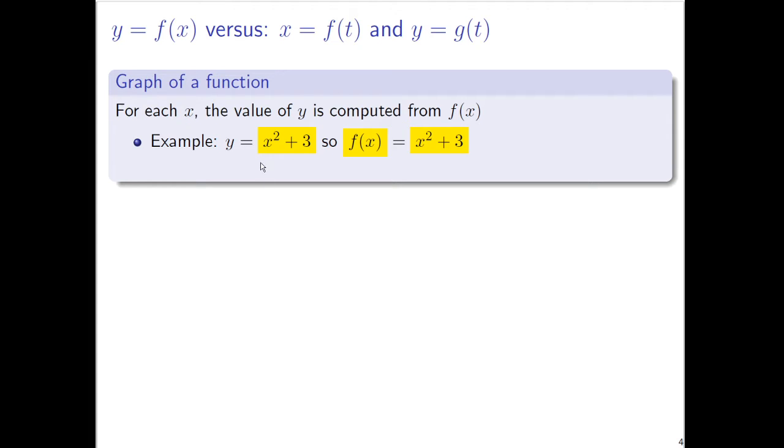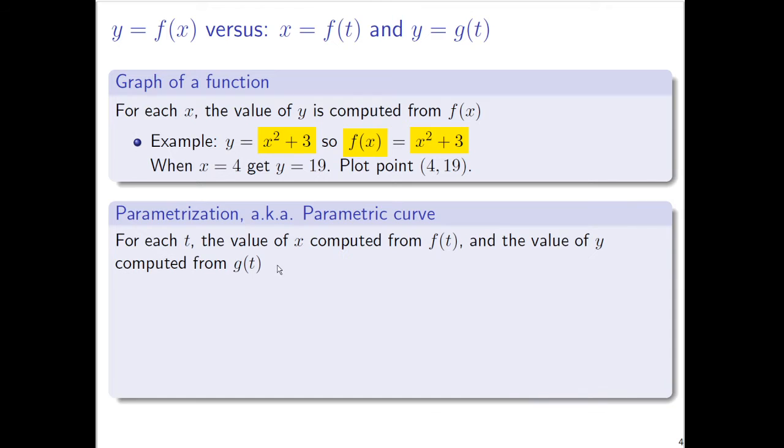You have y equals x squared plus 3, or in other words, here, this x squared plus 3 is a specific example of what the f of x would be up here. So in this example, f of x is x squared plus 3. You know what to do with this. When x is equal to 4, for instance, you'll get y equals 19, and you would plot the point 4, comma 19. And if you picked a different value of x, well, you'd plot a different point.